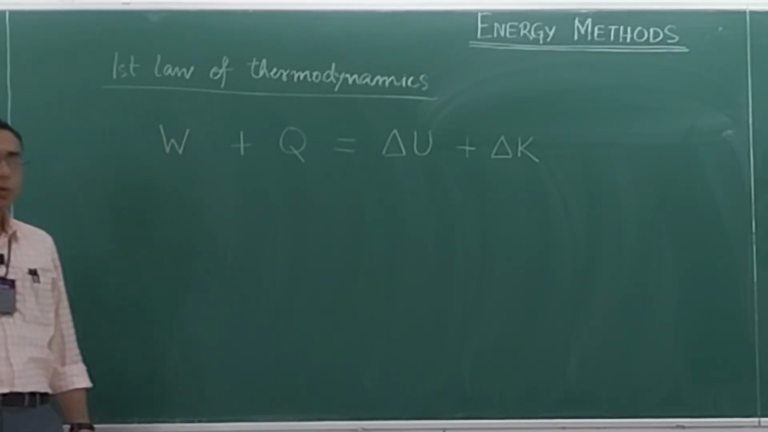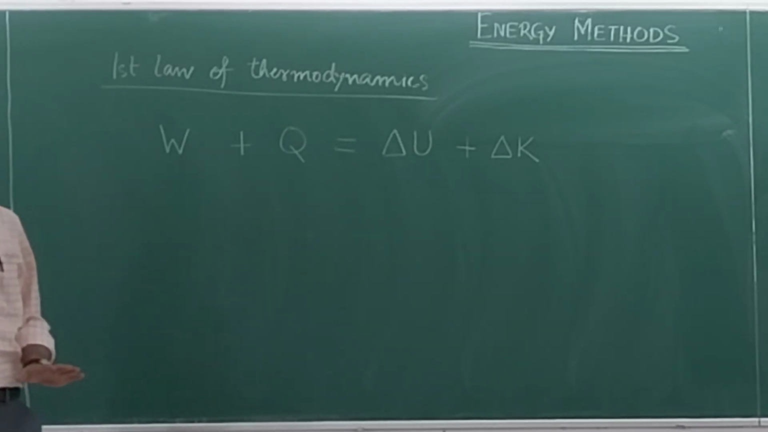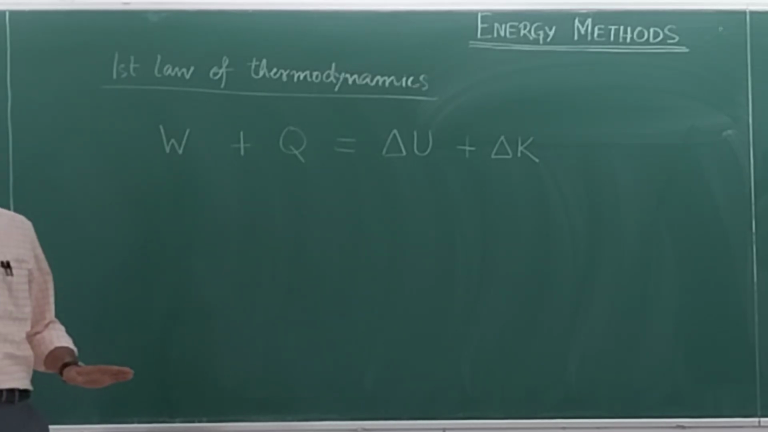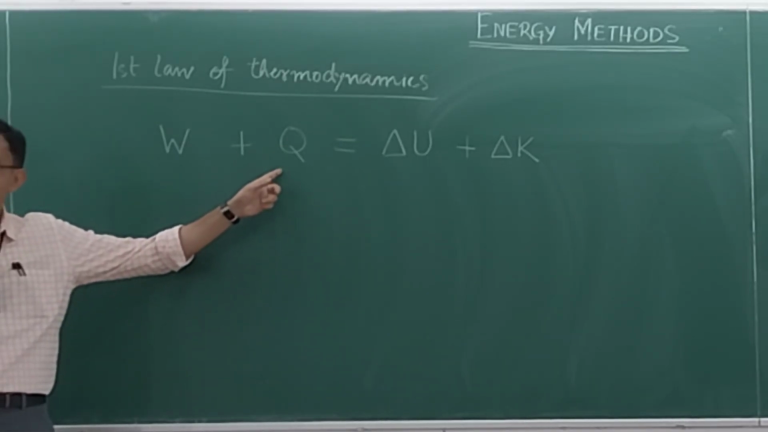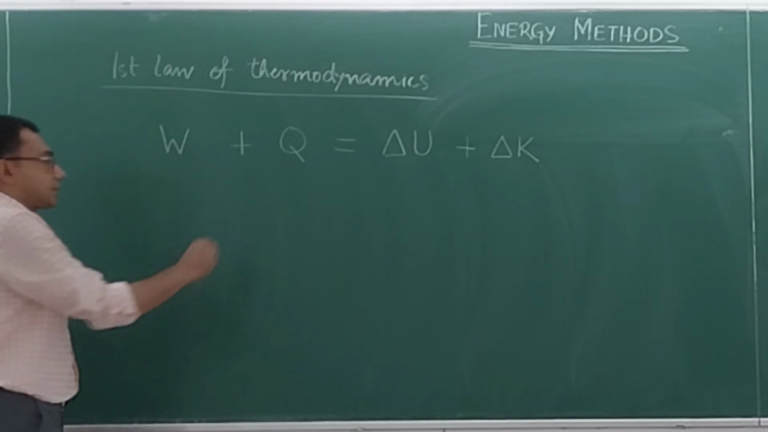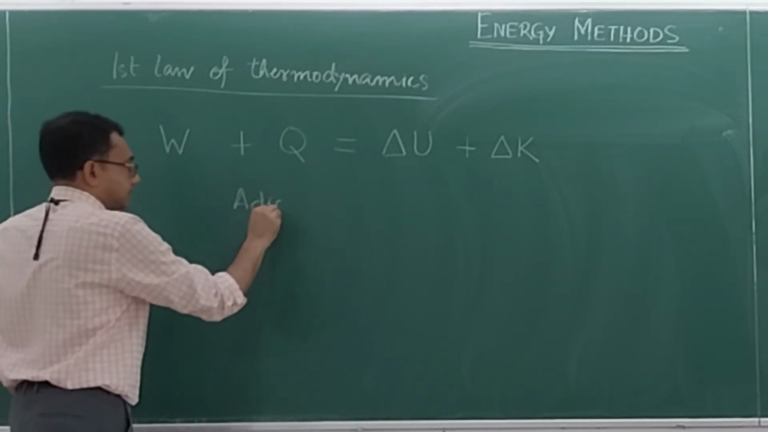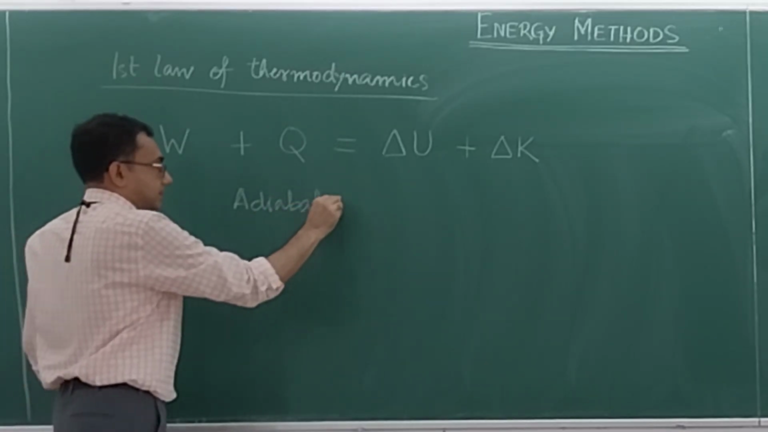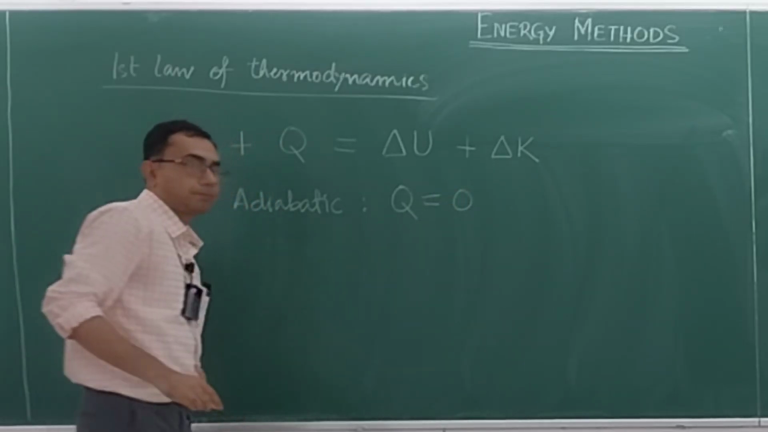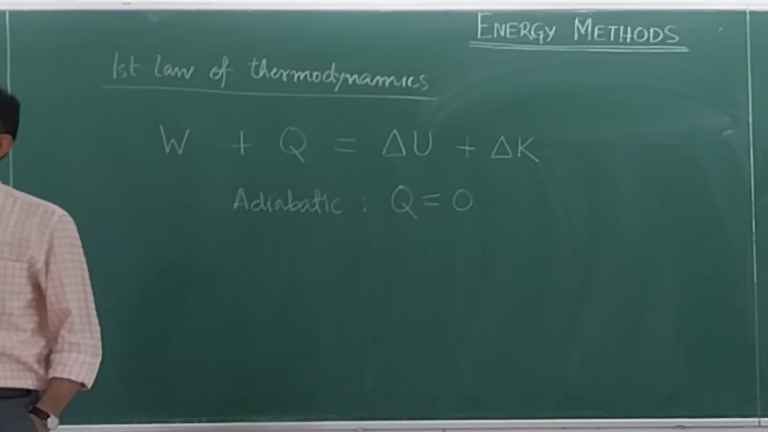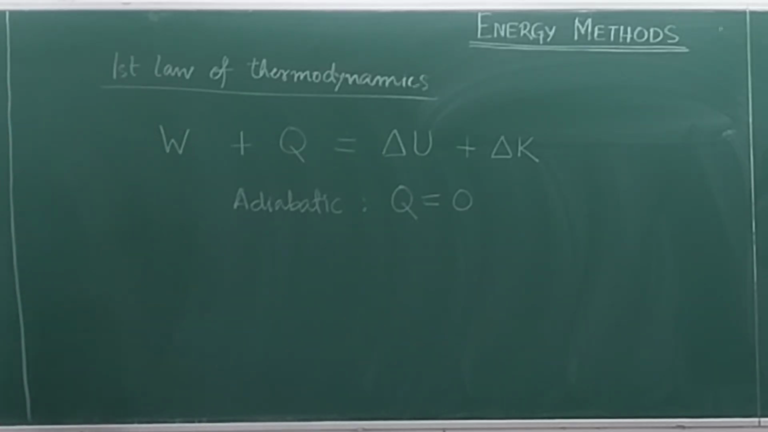So the first thing that we are going to say is that you forget tutorial sheet 0. Why? Because we are going to consider adiabatic things. No Q. So no heat input into the system, no heat taken out from the system.